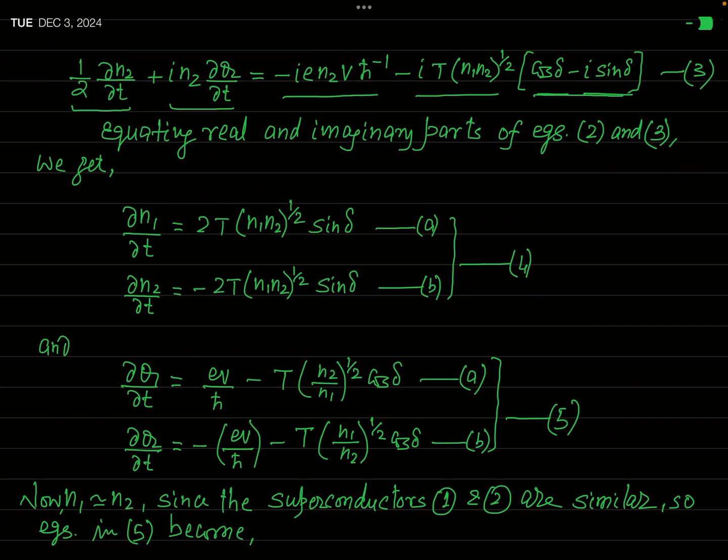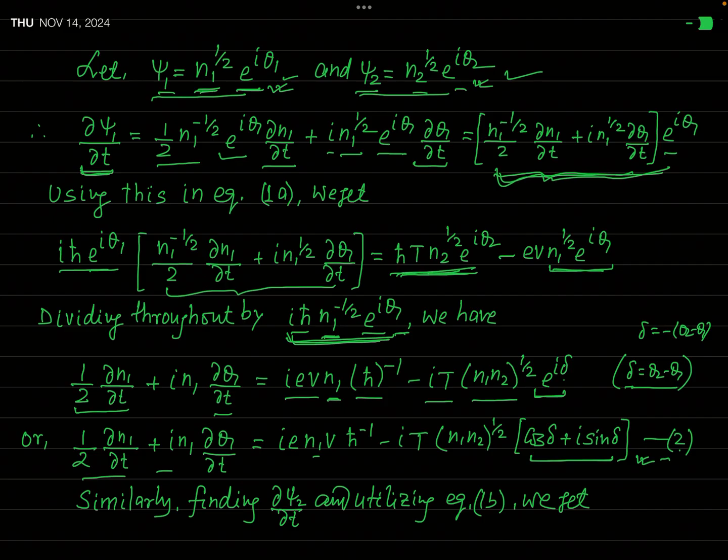If you remember the previous lecture on the DC Josephson effect, you can see the only difference is in the term containing the voltage. Nothing else. Now we will equate the real and imaginary parts of equations 2 and 3. First of all, we are going to equate the real parts of equations 2 and 3 both.